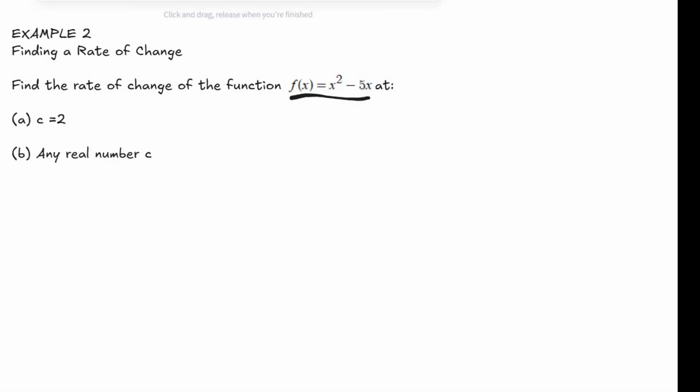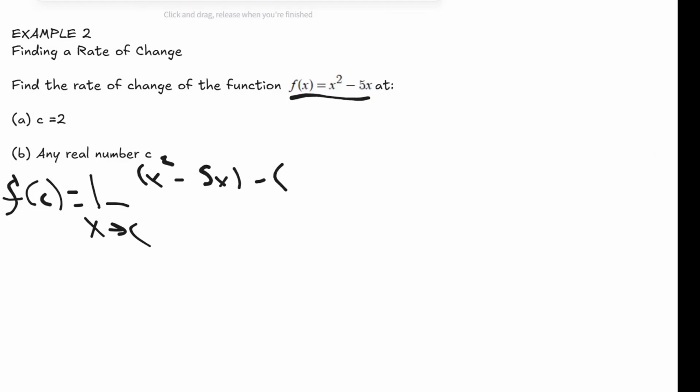For part B, if we say c is any real number, we don't plug an actual numerical value in. We just use c in place of x. F prime of c is going to be the limit as x approaches c of f of x, which is x squared minus 5x, minus f of c, which is just going to be c squared minus 5c, over x minus c. If you let x approach c and use direct substitution, the numerator and denominator would both approach 0.